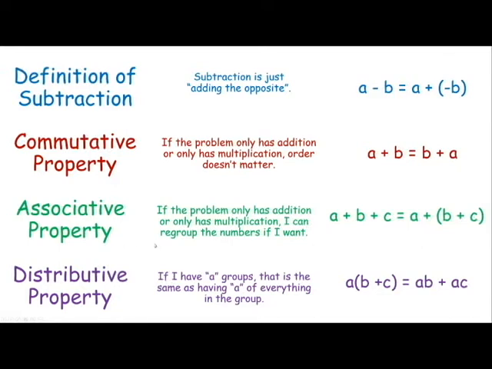We talked about the associative property and how if all we have is one long string of addition or one long string of multiplication, we can regroup those numbers any way we want. And we've talked about the distributive property and how if we have this many of a group, that means we have this many of everything in the group. These are just some foundational principles or properties or definitions that we use all the time in Algebra 1.